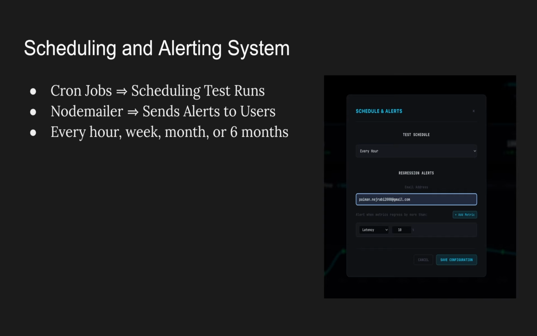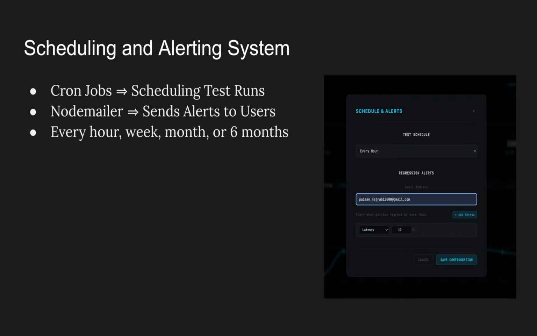And lastly, we have the option of scheduling and also an alerting system. For scheduling, we are using cron jobs, and for sending alerts, we're using NodeMailer, which you can use to send alerts to users by just putting in their email address, and the users have the option to schedule tests every hour, every week, month, or 6 months.